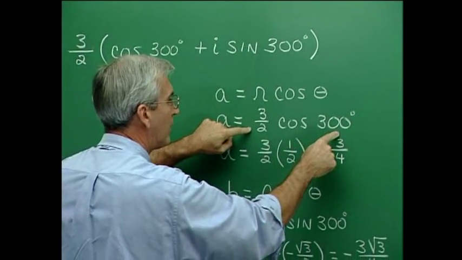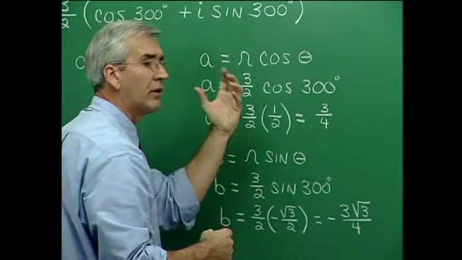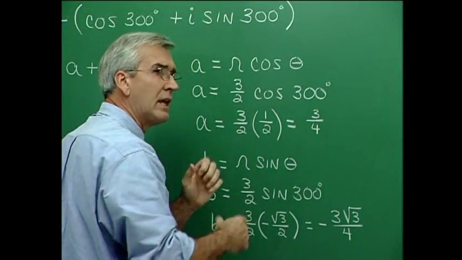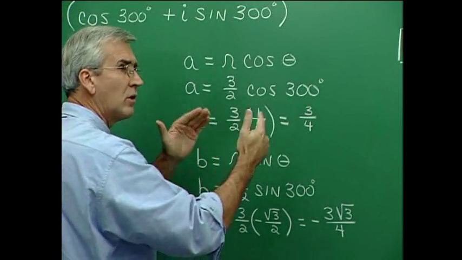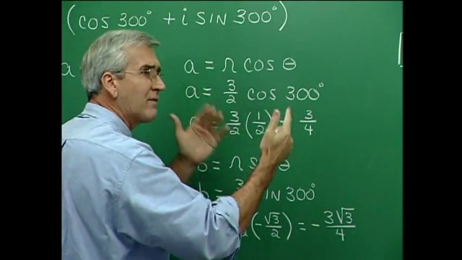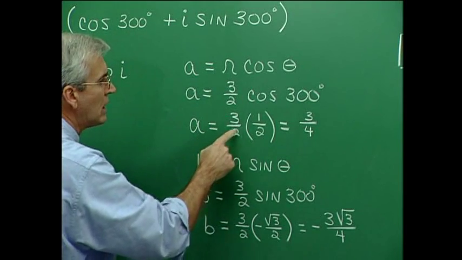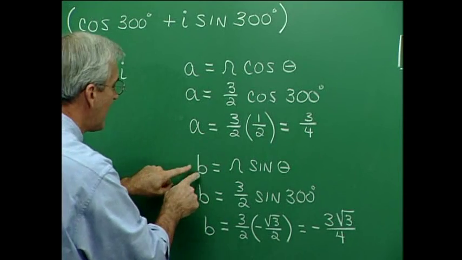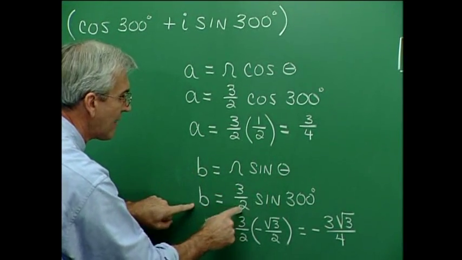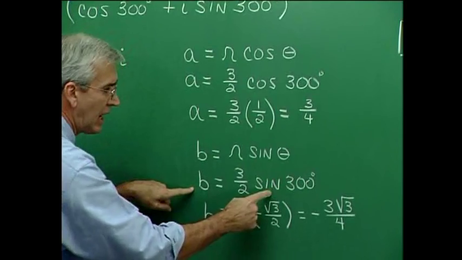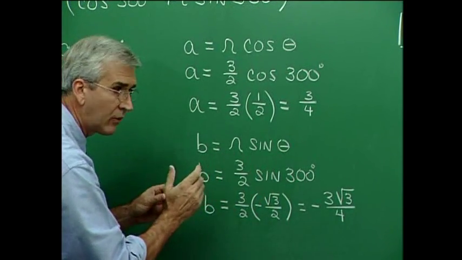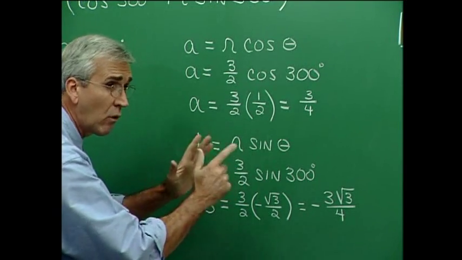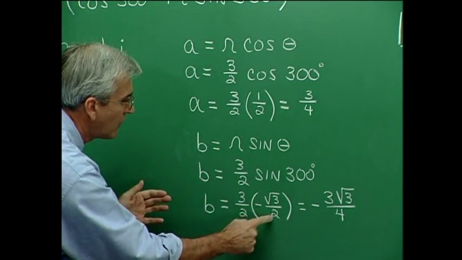And now cosine of 300 degrees, and we might begin to think, well, gee, a 300-degree angle is in the fourth quadrant. The reference angle is 60 degrees, and in the fourth quadrant, cosine is positive, so cosine of 60 degrees is 1/2, so it's positive 1/2. So it's 3 over 2 times 1/2, or 3/4 for the value of a. And in a similar way, we find b, r sine theta, 3/2 times sine 300 degrees. Sine of 300 degrees, the reference angle is 60 degrees. The sine of 60 degrees is square root of 3 over 2, but in the fourth quadrant, sine is negative, so it's negative square root of 3 over 2.